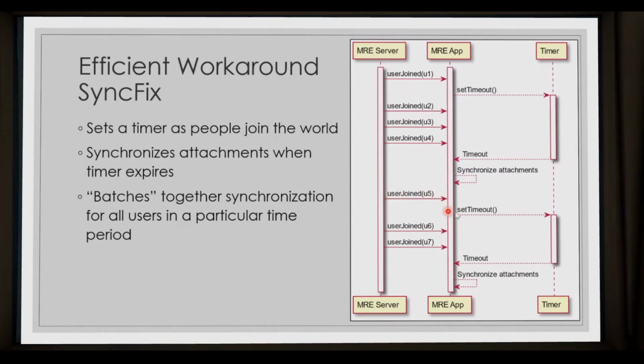So when user 5 joins, another timeout starts because there's not one currently running. During that time period, a couple more people join. So after that timeout, you synchronize the attachments. So basically, the end result, the disadvantage is when somebody joins, if they're hit with that bug, they have to wait 5 seconds for it to clear. Well, whatever the timeout is, I tend to set it to 5 seconds. They have to wait however long that is for it to clear. But the advantage is that the MRE app isn't just being pegged constantly and slowing things down because it can't process so many people joining at once.